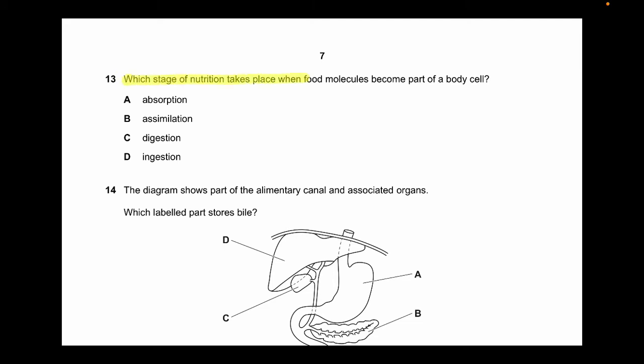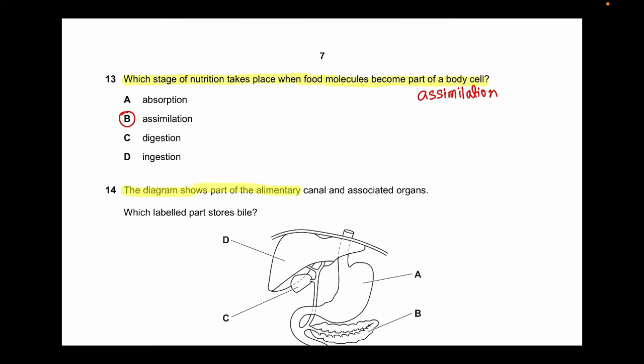Which stage of nutrition takes place when food molecules become part of body cells? Well, when food molecules become part of body cells, we call it assimilation. So option B, assimilation, is correct.